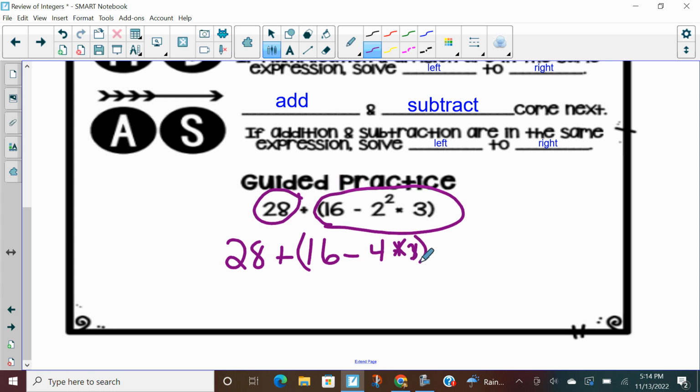So then I would do the multiplication next. So I get 28 plus 16 minus 12. 16 minus 12 is 4. So I'm going to get 28 plus 4. It's going to be 32.